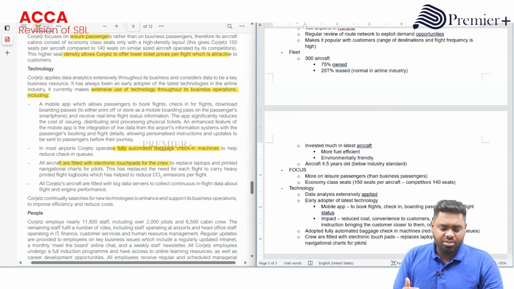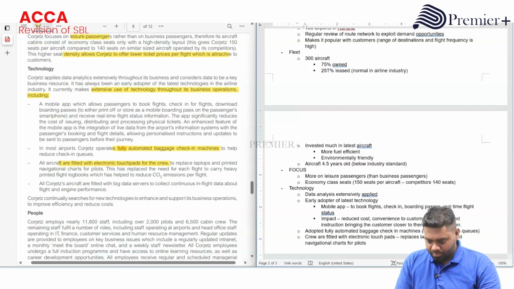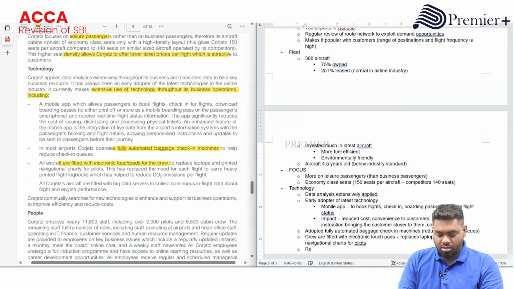This has replaced the need for each flight to carry heavy printed flight logbooks, which has helped to reduce CO2 emissions per flight. Good. Reduced carbon emission.